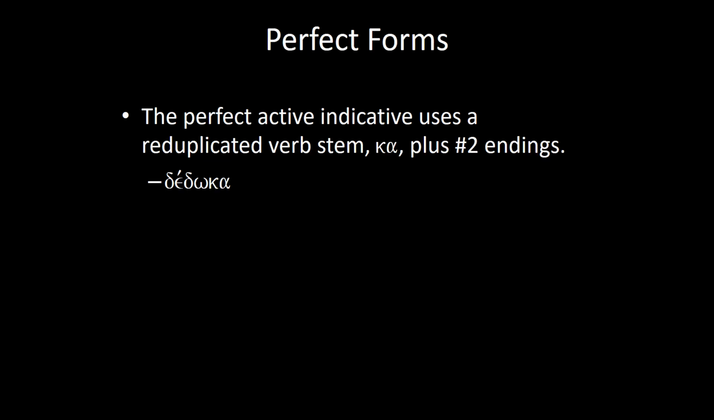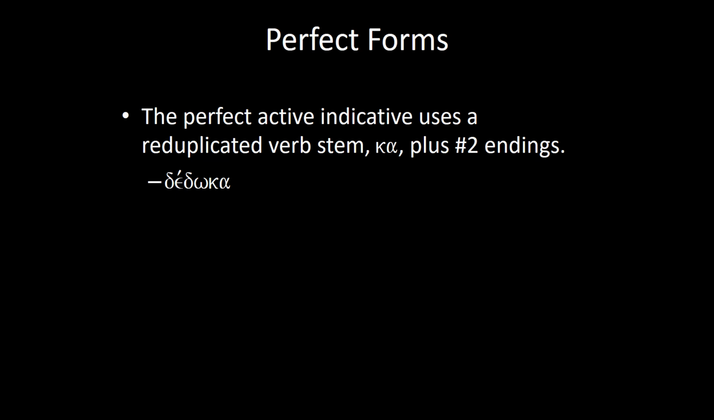Perfect forms do what we expect. They reduplicate, and then kappa alpha. So dedoka, I have given. Now remember, we looked at that aorist form already, that was edoka. It had an augment rather than reduplication.